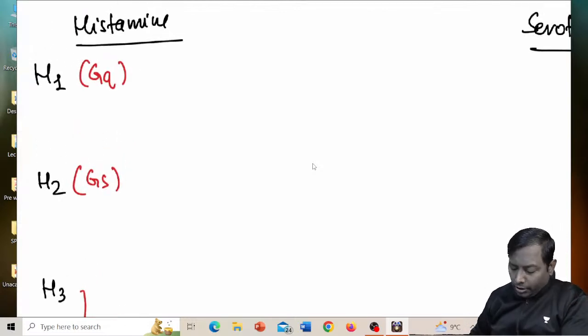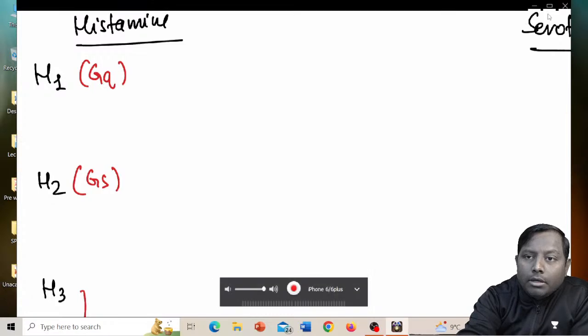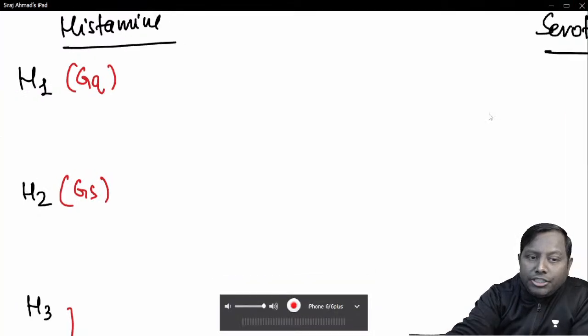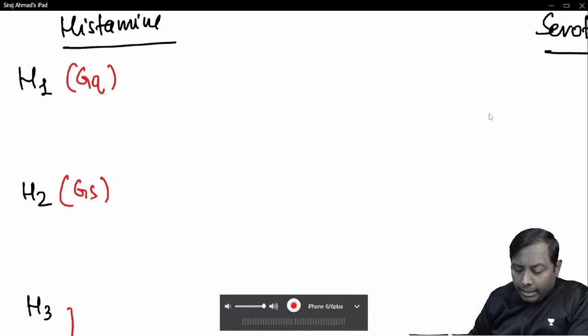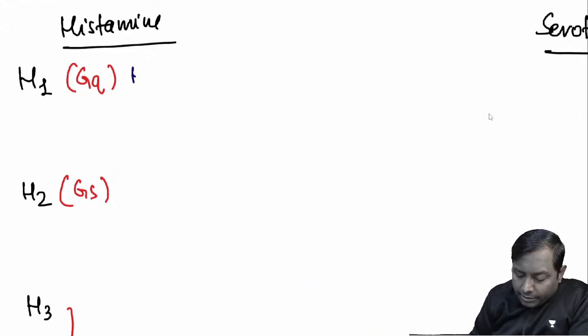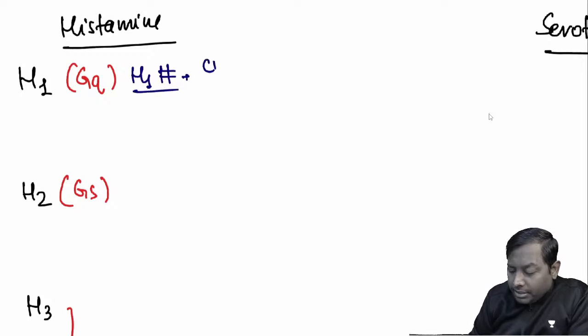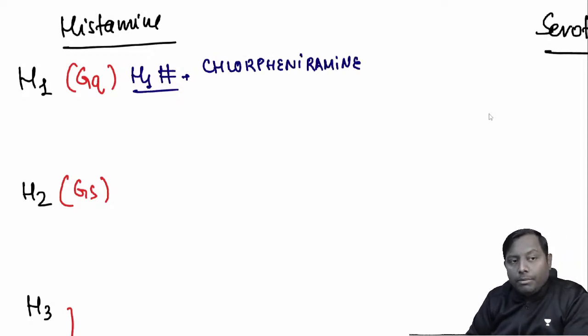Okay, sorry about that. Again, let's start. The activity of H1 is mediated by GQ. And we have H1 antagonist drugs like, let's say, chlorpheniramine. H1 will be mediated by GQ, and the drug will be your chlorpheniramine, mainly utilized in allergy.